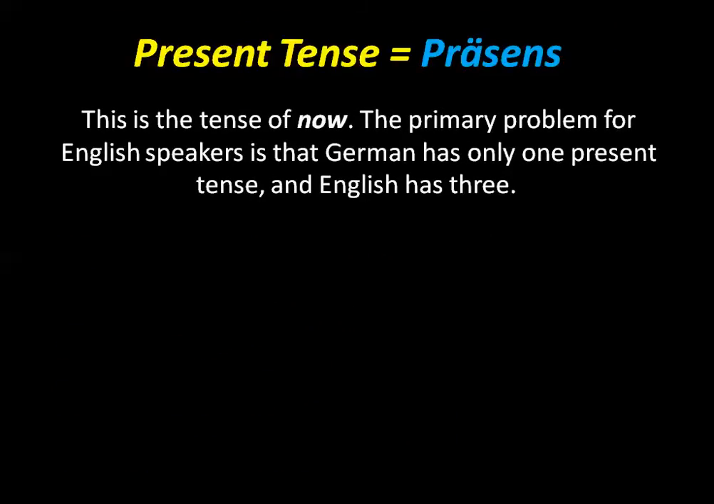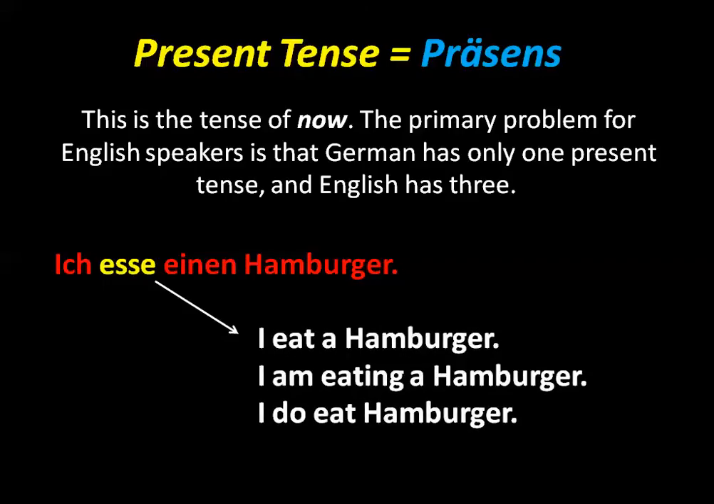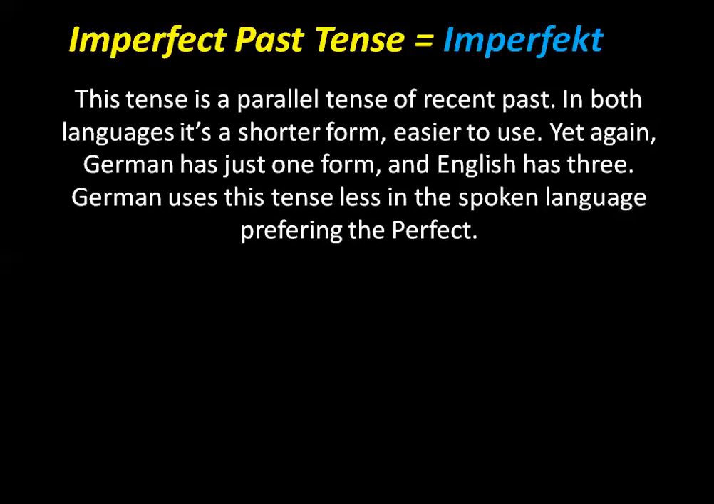So let's start with the present tense. This is the tense of what's happening now. The big problem here for English speakers, and as you're going to see as we go through these tenses, is that there are more ways to express these tenses in English than there are in German. So, ich esse einen Hamburger. We'll just take that as an example. In English, however, this could mean I eat a hamburger or I am eating a hamburger, which is technically the present progressive tense, which in German does not exist. It exists in other languages that are akin to English, such as Spanish, but not in German. And then I do eat a hamburger is also something we could potentially say in English to relate this same thing.